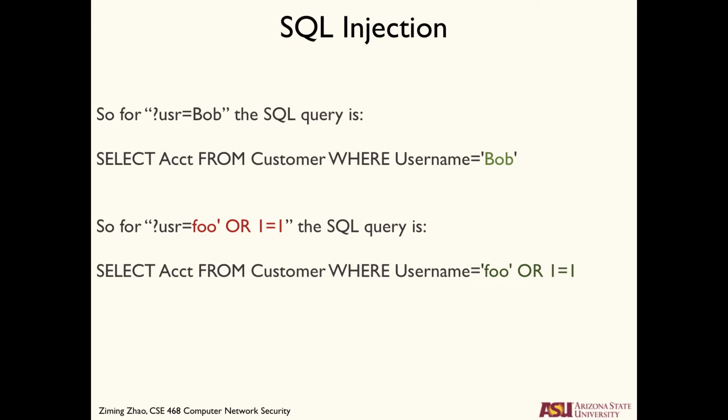Now, if you look at this carefully, the where part would be where username equals foo, and it can be anything actually, or 1 equals 1. So this whole clause will always be true because the attacker injected 1 equals 1 there. Previously maybe the attacker could only get the account information of Bob, but by doing this, the attacker can get the account information of everyone, the whole table, which maybe he doesn't have access to. So this is basically how SQL injection works.